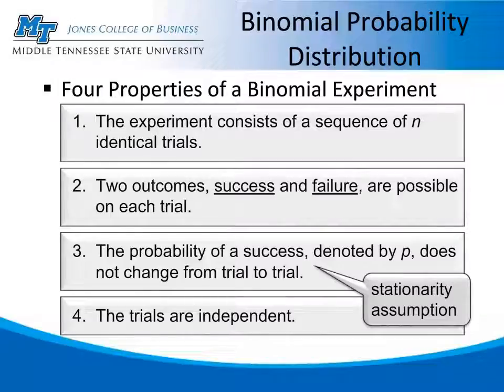Each trial has 2 possible outcomes. One of them is referred to as a success and the other one's the failure. Now the probability of a success has to be the same no matter which trial it is. And that's due to the fact that the trials have to be independent. The outcome of one trial doesn't depend on the outcome of another trial.